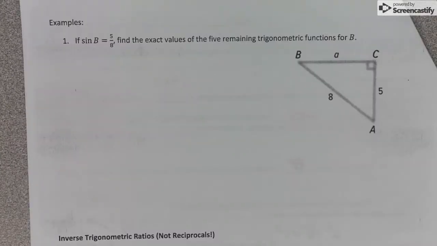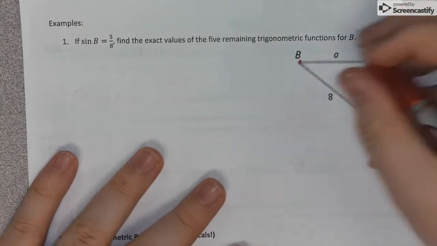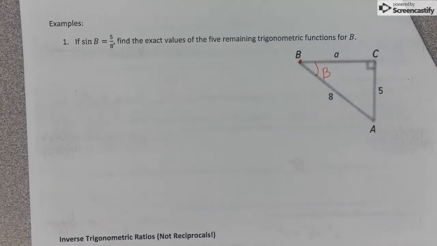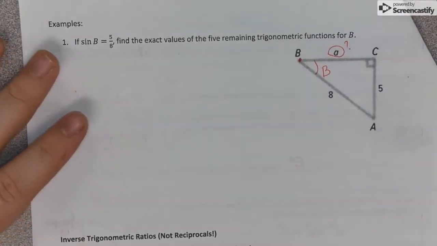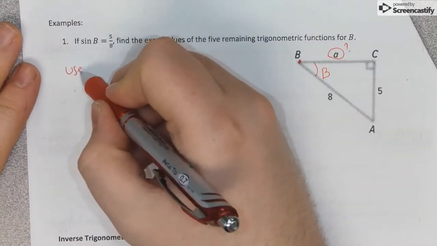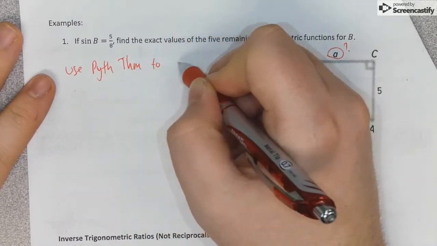If sine B equals 5 over 8, find the exact values of the 5 remaining trig functions for B. So remember, B is your vertex, so that's the angle we're talking about here. They give you sine, the opposite over the hypotenuse. So we need to find this value of A first before we go on. We're given the hypotenuse, so we're going to use the Pythagorean theorem to find A.